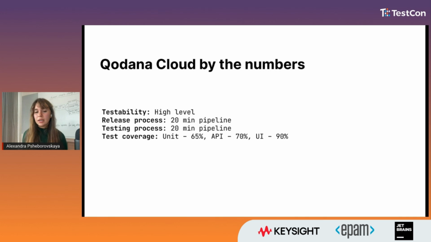And as for test coverage, I think we achieved really good metrics: about 65% for unit tests and 70% for API tests. And as for UI, I think it's about 95%. So it's also a great result. It sounds really good, but the most difficult task here is to support the same level further, of course. So we will be focused on it.